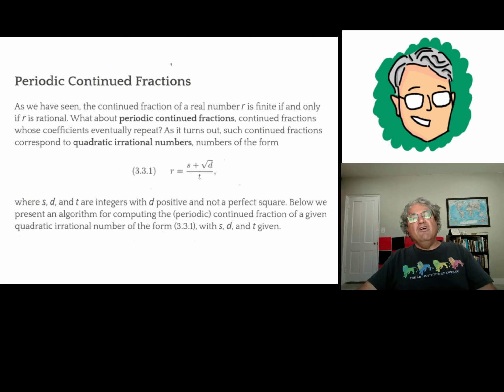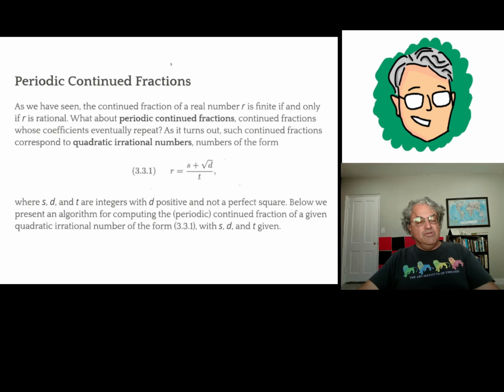But anyway, like I said, whenever you have a quadratic irrational, in other words, an irrational number of the form s plus square root of d over t, where s, d, and t are all integers with d and t positive and d not a perfect square, it turns out that if and only if your irrational number has this form, the continued fraction will repeat. And there's an algorithm for computing it.